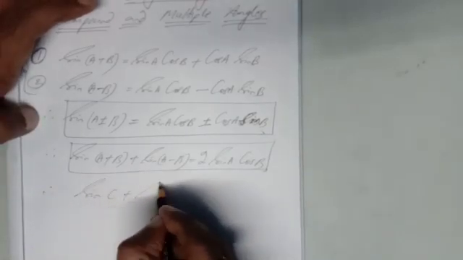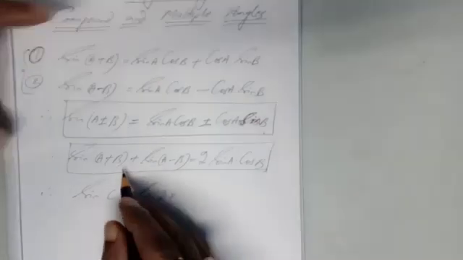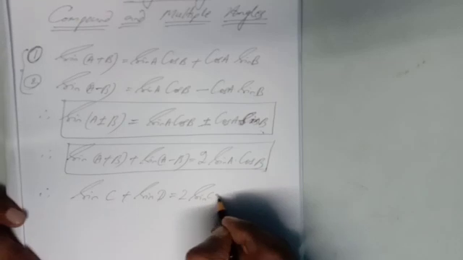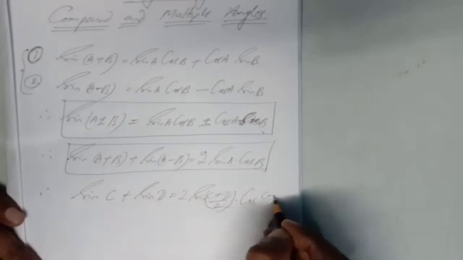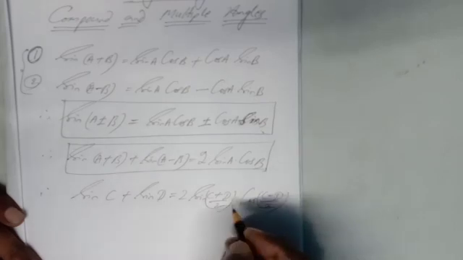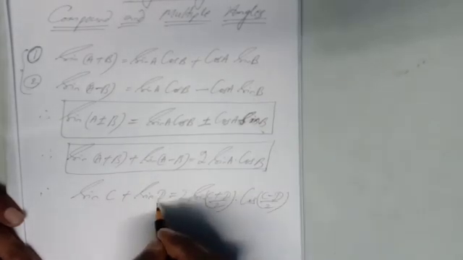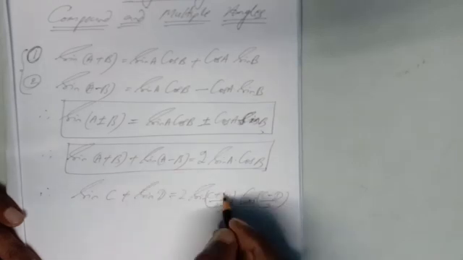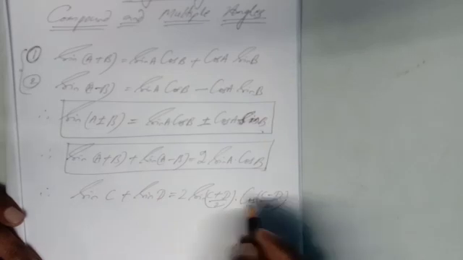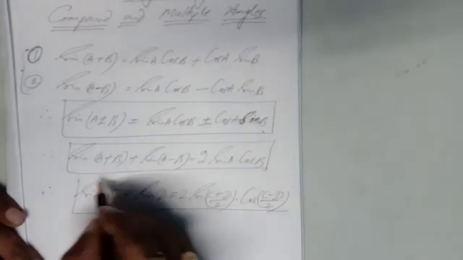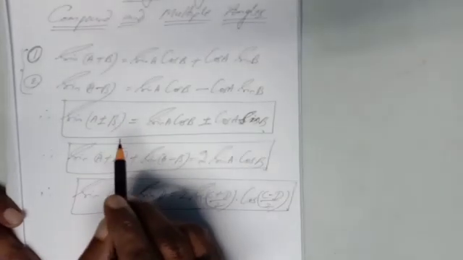Again, this can also be written like this: sin c plus sin d. I am writing a plus b as c and a minus b as d. Then this will be 2 sin of c plus d by 2 into cos of c minus d by 2. I am taking c as a plus b and d as a minus b. If you add, 2a by 2 means a, and if you subtract, I will get 2b by 2 means b. Here is the formula derived from the first two, sin a plus b and sin a minus b.